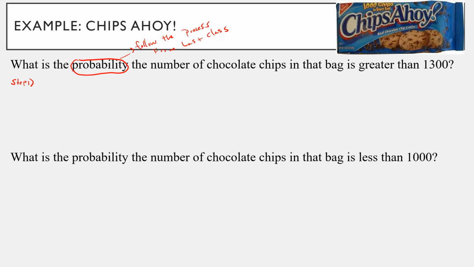I'll pause and have a sip of my coffee while somebody looks. Nobody wants to say anything? To write the probability statement.